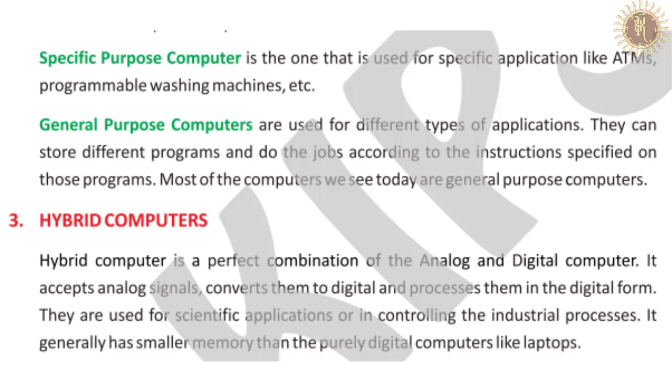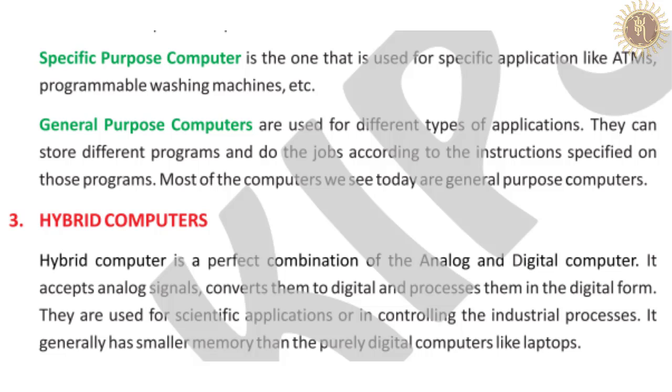Specific purpose computers are used for unique software like ATMs, programmable washing machines, etc. General purpose computers are used for different forms of applications. They could store special applications and perform the roles in step with the instructions given in those applications. Most of the computer systems we see these days are general purpose computer systems.